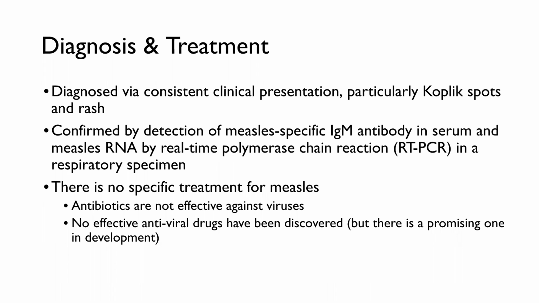So you might be asking yourself, how do you get diagnosed with measles? Well, in the United States, it's not too common, but it's becoming much more prevalent, as those news articles hinted. It's typically diagnosed with a consistent clinical presentation of the complex of spots and a rash. It is confirmed by detection of a measles-specific IgM antibody in serum, or measles RNA by a technique called real-time polymerase chain reaction, or RT-PCR, in a respiratory sample.